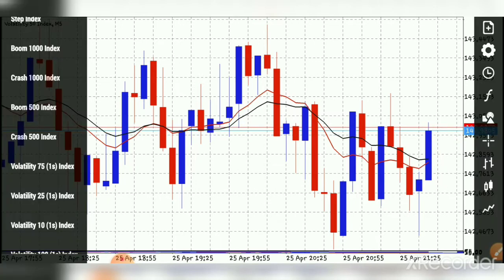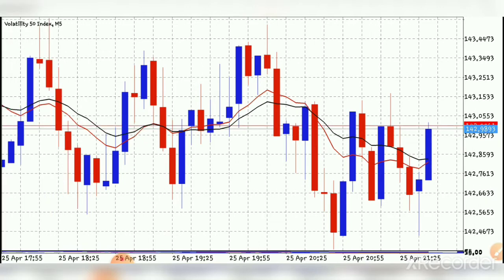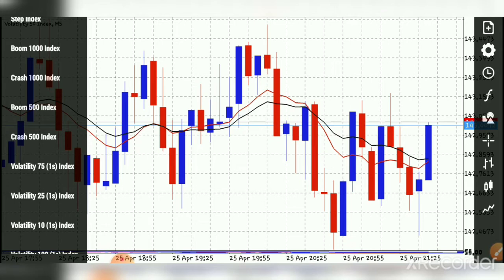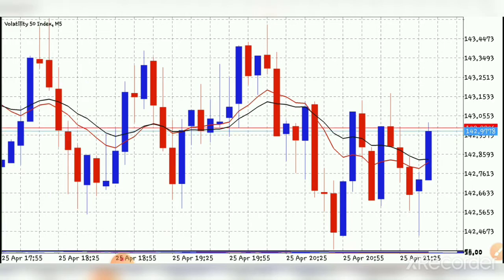But for crash 500 and crash 1000, they are the same thing. Their movement is the same thing. The only difference is that if you spend 2 minutes in a trade in trading crash 1000, and you realize let's say $20 at the end of that trade, just know that if it were to be crash 500, you will have double of that amount. So crash 500 will give you double of the amount.